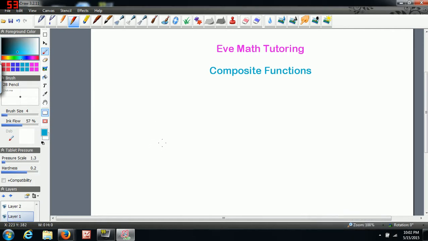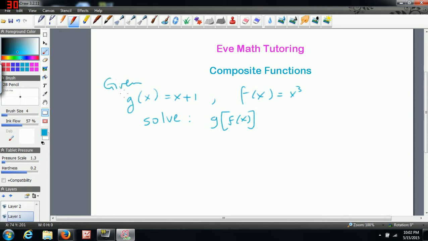Today's lesson is on composite functions. Now, you might be given something like the following. So you could be given one function and then another function and asked to solve g of f of x. Okay? So given these two functions, solve g of f of x.